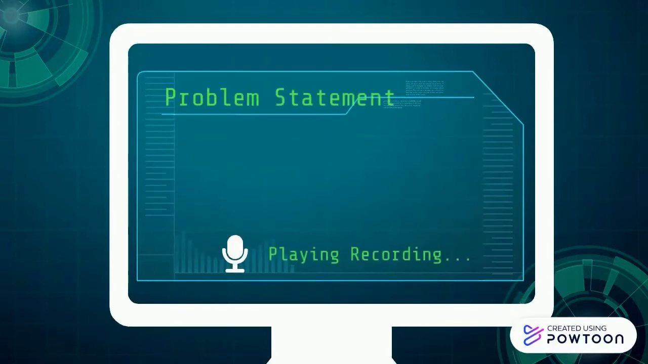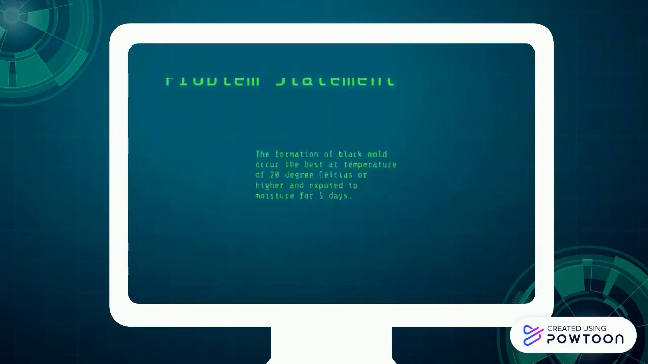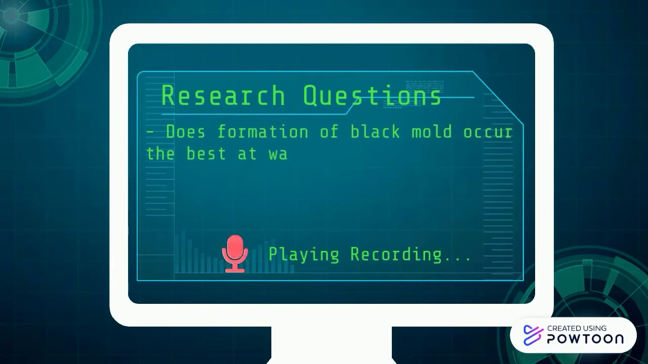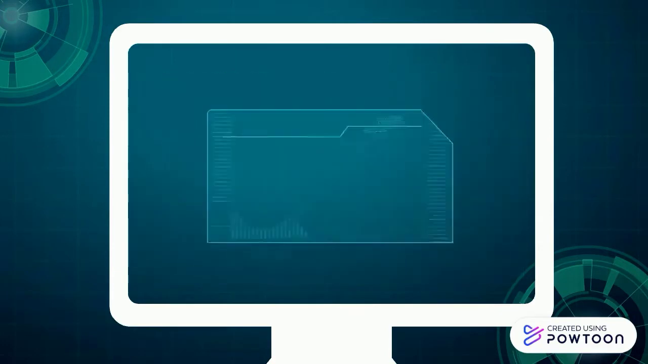The problem statement for this experiment is that the formation of black mold occurs best at a temperature of 20 degrees Celsius or higher and exposure to moisture for 5 days. In our experiment, we have set two research questions. First, does formation of black mold occur best at warmer temperature than colder temperature? And our second research question is, does long exposure to moisture affect the formation of black mold?